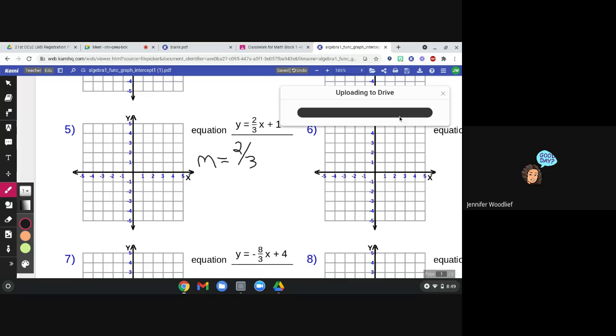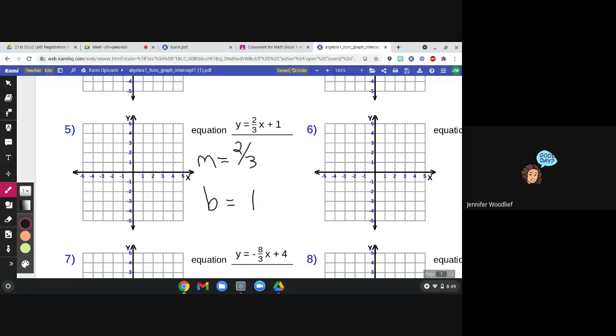What is my y-intercept on that one? 1. Is it a positive 1 or a negative 1? Why is it positive 1? Because of the plus sign in front of it. That is correct. Now, I've identified the two pieces of information I need to graph it.